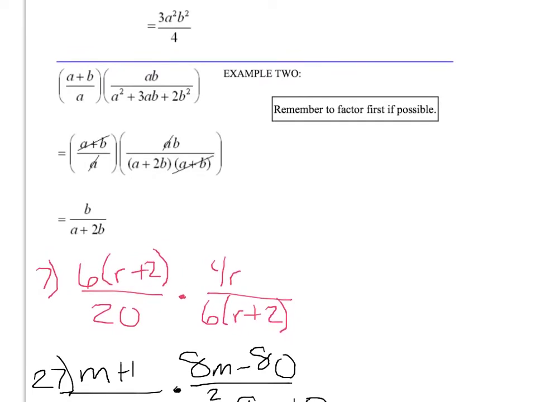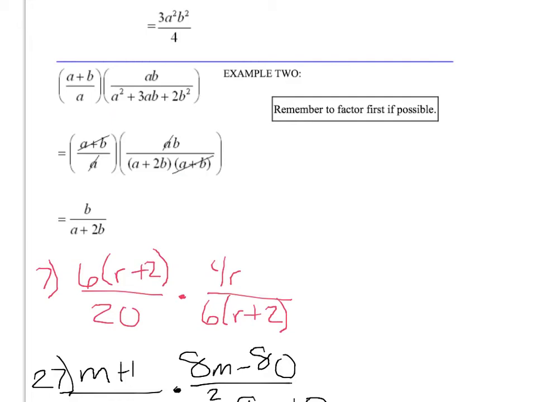Now the a plus b and the a doesn't factor. ab doesn't factor. However, a squared plus 3a plus 2b squared does. It factors to a plus 2b and a plus b. That is difficult to factor, but you could figure it out if you had to. One way to figure out what it would factor to is that notice you do have an a plus b in the numerator. Likely, there's going to be an a plus b in the denominator, and you can see that there is.